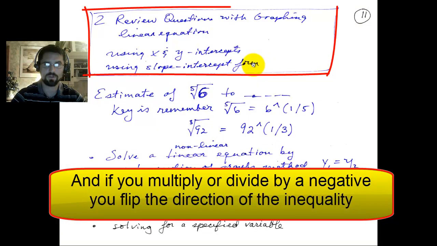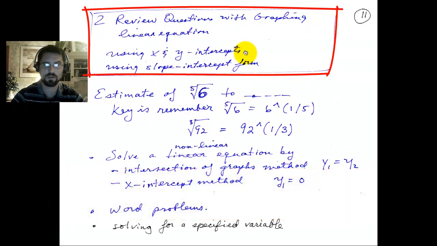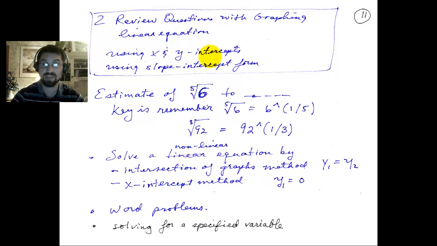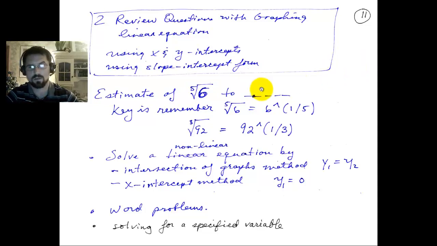Alright. I'm going to give you 2 review questions with graphing linear equations. One by using x and y intercepts. The y-intercept is always f of 0, but in a linear equation, when you're dealing with x and y's, you find the y-intercept by setting x equal to 0. You find the x-intercept by setting y equal to 0. You'll also need to be able to graph using slope-intercept form, and all of that will conclude the part of the test that you are not allowed to use a calculator on, because I want to see you graph those by hand.